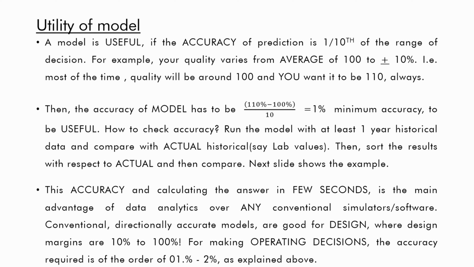Now, this is also a good time to tell you that this accuracy and calculating the answer in a few seconds is the main advantage of data analytics over any conventional method like simulators, software, etc. Conventional directionally accurate models are good for design purposes, for example, design of equipment, where the design margins are 10% to 100%. But for making operating decisions, a very high level of accuracy is required, of the order of 0.1% to 2%, which we just discussed.